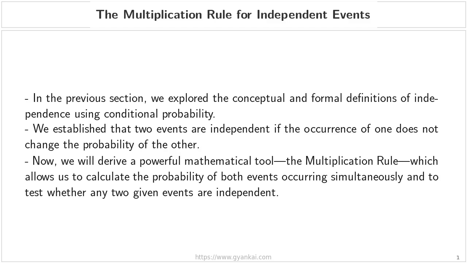Building on that foundation, today we are going to move from theory to application. We are going to derive a powerful mathematical tool known as the multiplication rule. This rule is incredibly useful because it does two things. First, it allows us to precisely calculate the probability of both events happening at the same time, and second, it provides us with a mathematical way to test and prove whether any two given events are truly independent or not. Let's get started.